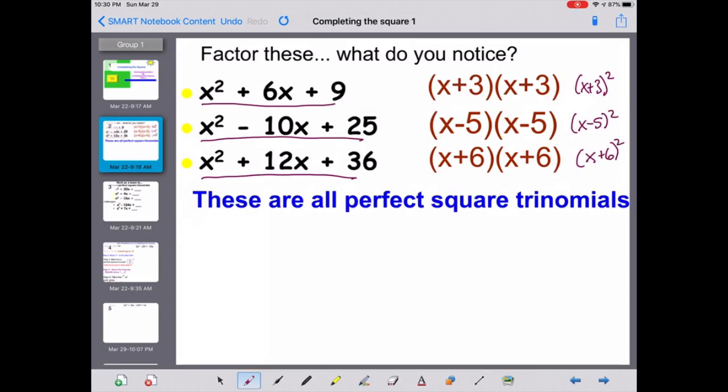These are all called perfect square trinomials, and what's special about them is the same number twice multiplies to this last number, the constant, the c, and adds to the middle one, meaning that this last number will always be a perfect square. 36, 25, 9. Can you think of other perfect squares? 100, 81, those are all great ideas.